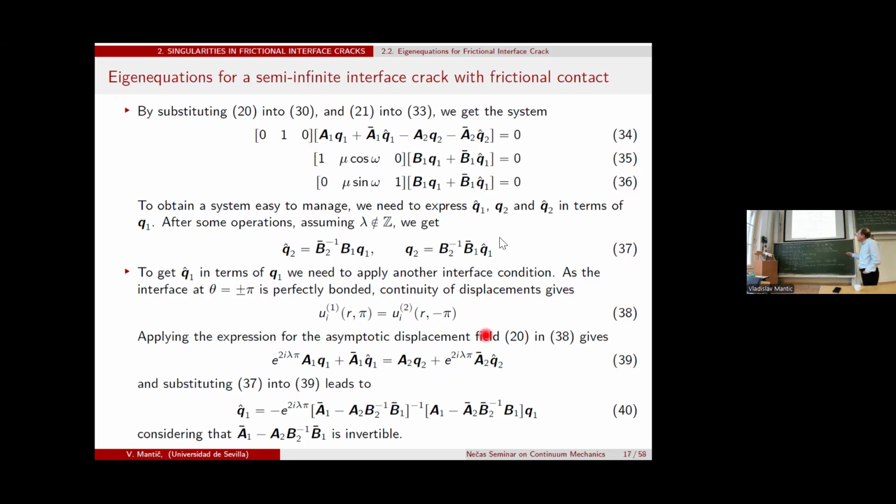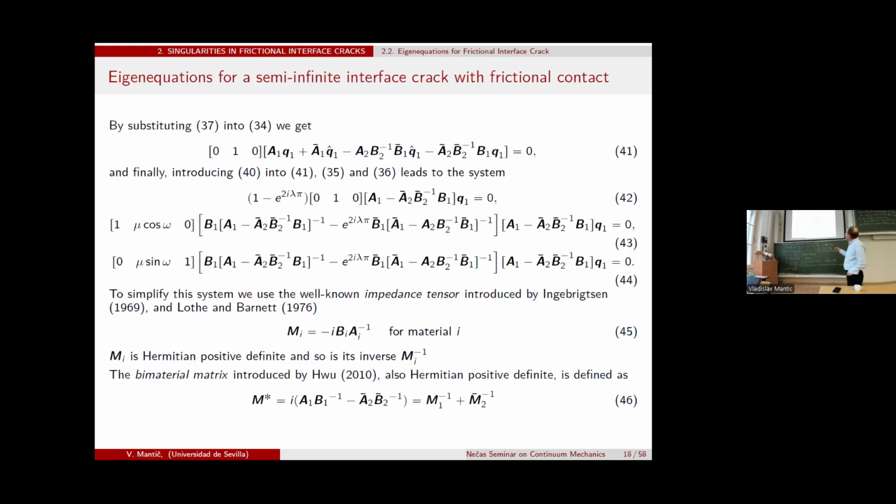So we end with this equation, which, using the previous equation 37, gives us the expression of q1 half in terms of q1, considering that this matrix is invertible, which is usually the case. Now we have just one unknown, the vector q1. Finally, we have in total these three expressions from the interface condition. So at this moment, it is useful.